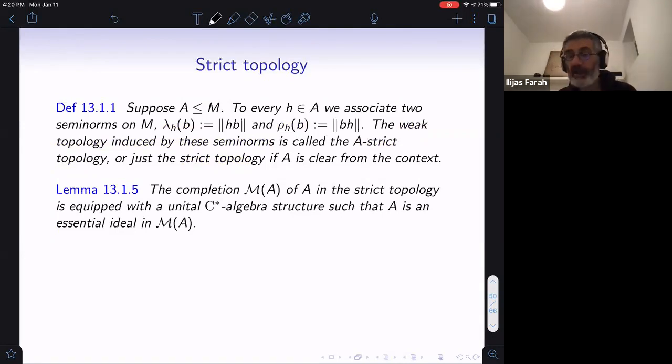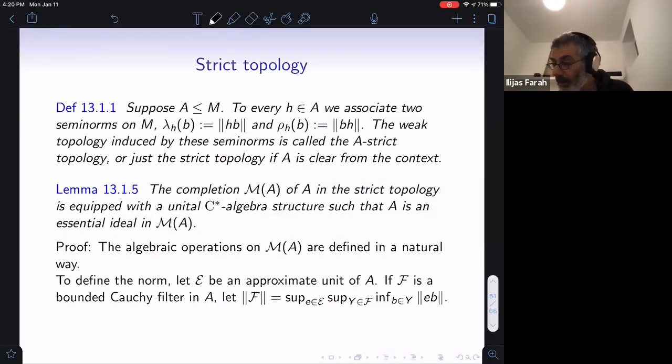So I'll just sketch the proof. Basically, you look at all filters on A which are Cauchy, and take a natural equivalence relation on them. Mod out, right? So it's a straightforward thing. The algebraic operations are defined in a natural way. This agrees with addition, with multiplication, with the adjoint. Again, the norm may not be obvious.